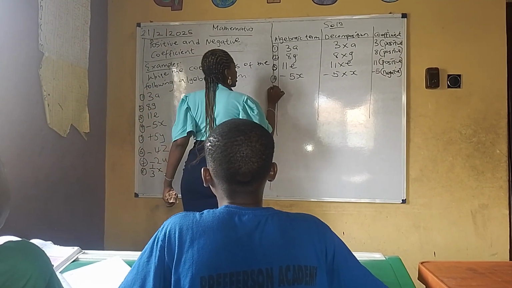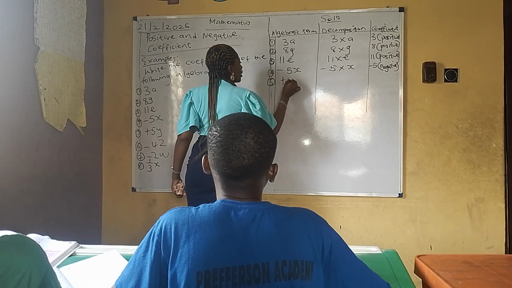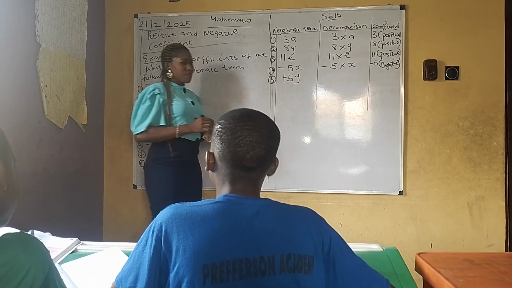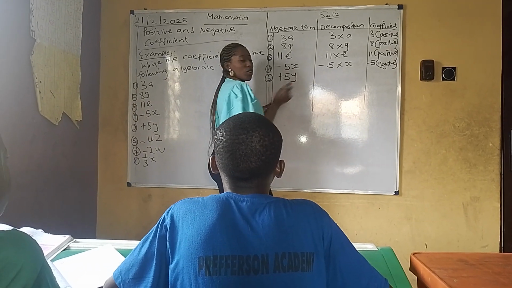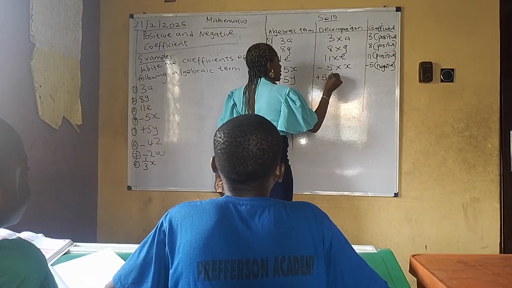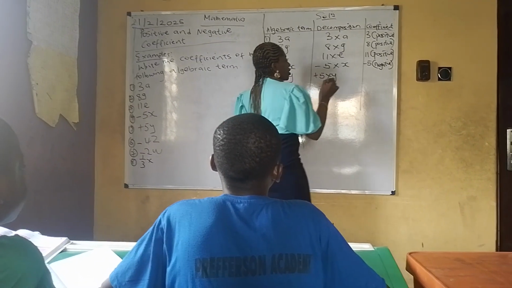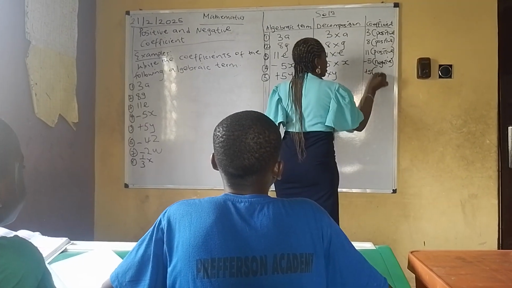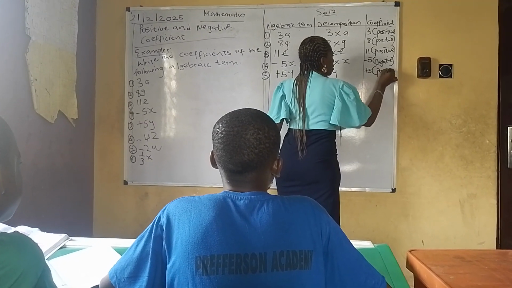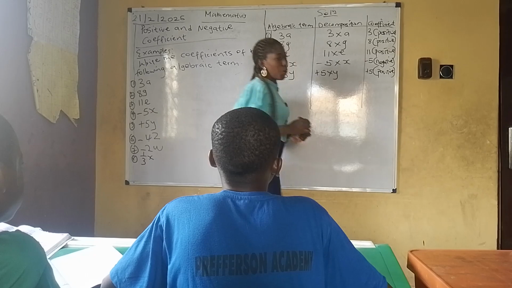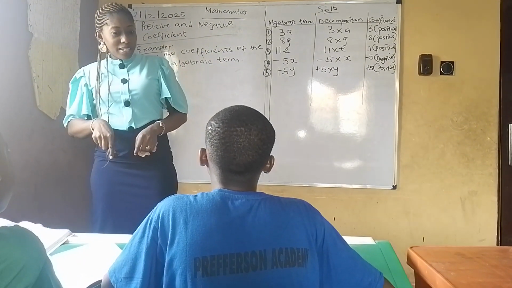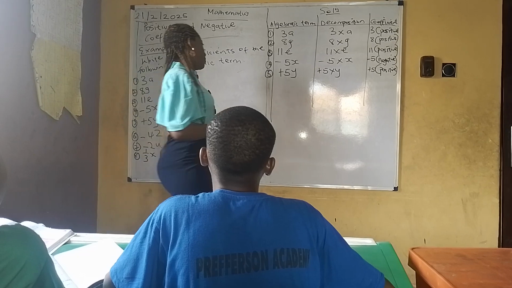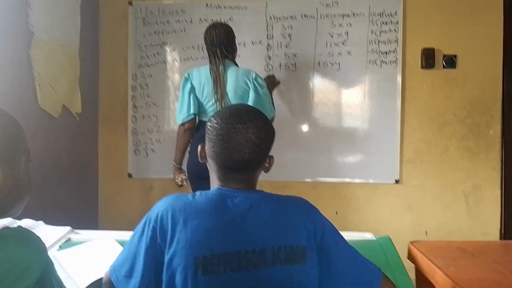Number 5 is plus 5y. What is the decomposition? Plus 5 times y. What's the coefficient? Plus 5, which is positive. Sometimes they will not put plus. They will just leave it like that. But just know that it's what? Plus. Positive.